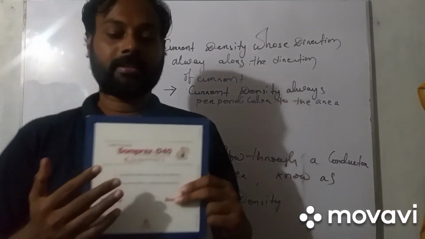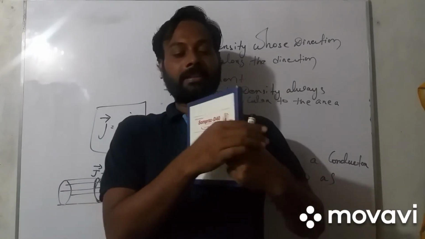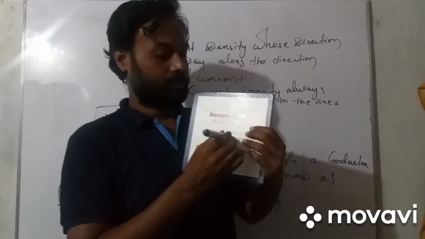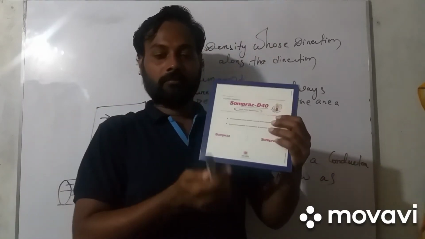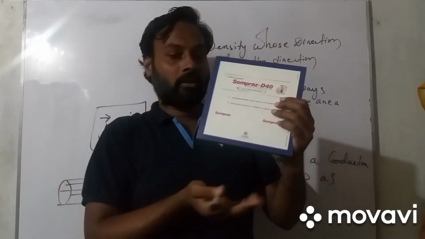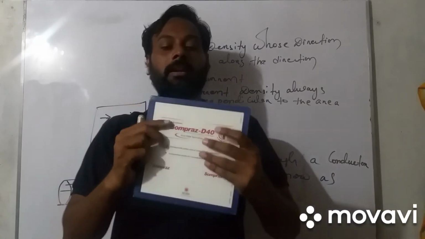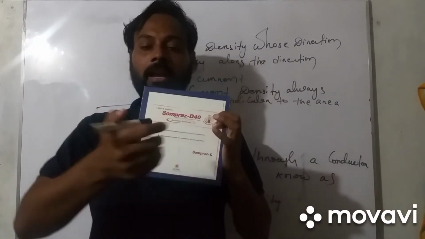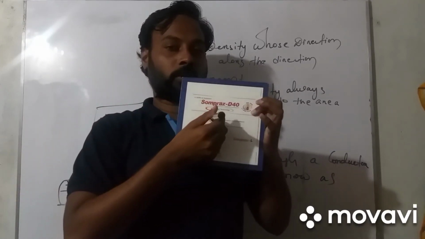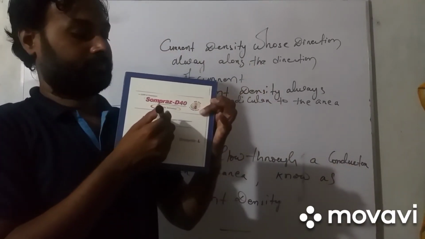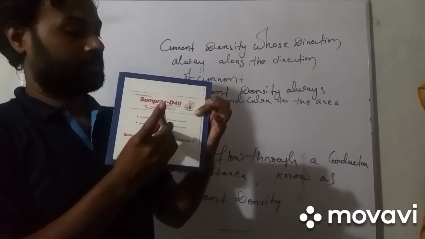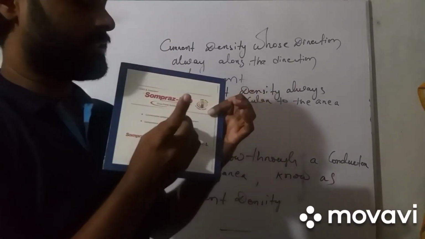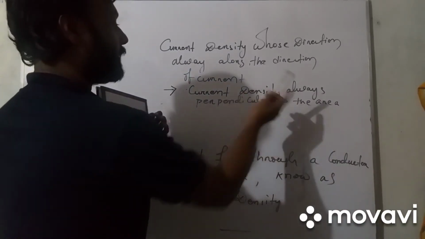Suppose this is the area and this is the current, and suppose this is the conductor. A book is also a conductor, and that is some person behaves as an area, and this is the current which is passing through the area, and that current is perpendicular to that area. That's why the current density is also perpendicular to that area.